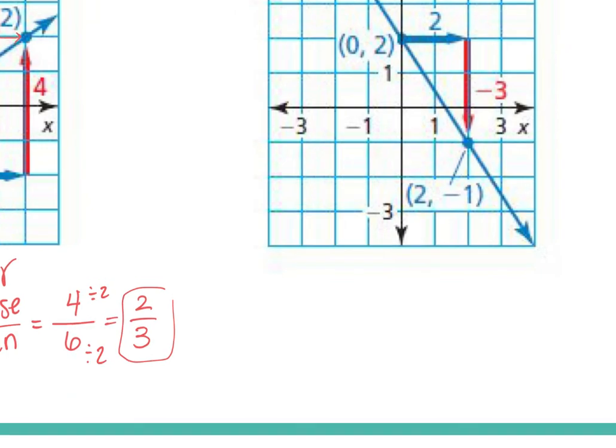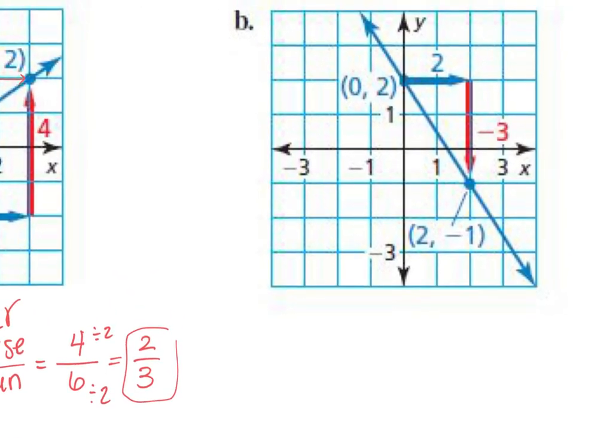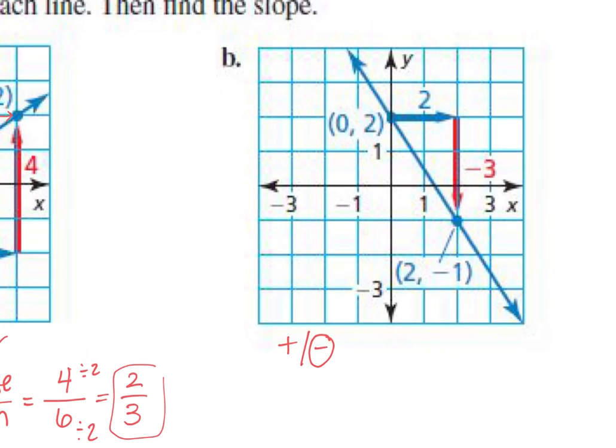Okay, so first let's describe the slope. Is it going to be positive or negative just by eyeballing it? JJ? Negative. Very good. Why? Because it's going this way. Yep, as you move to the right, it's going down, so it's going to be a negative slope.